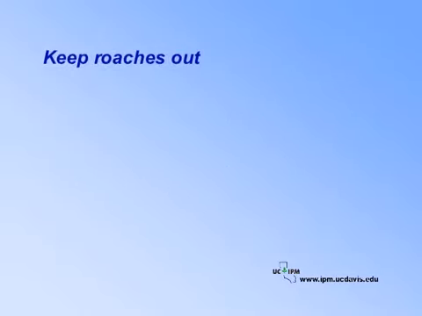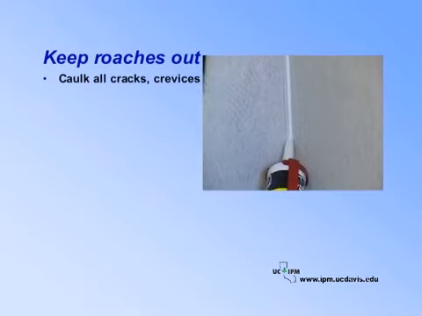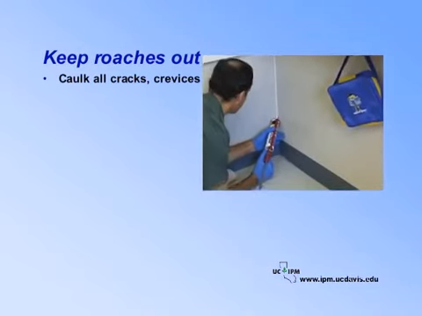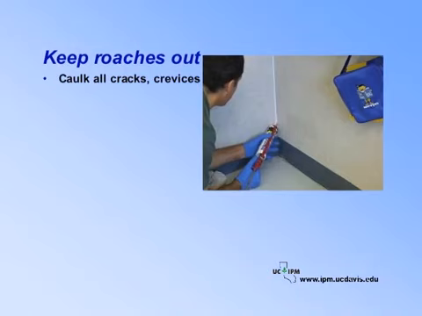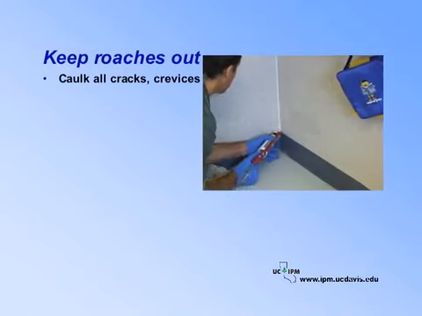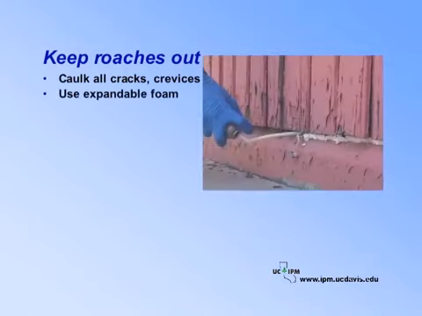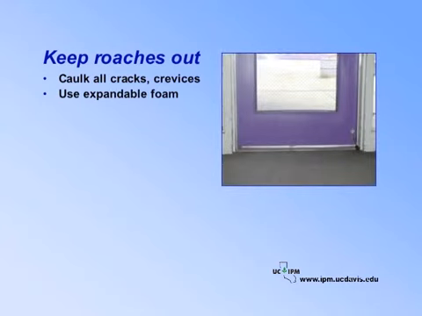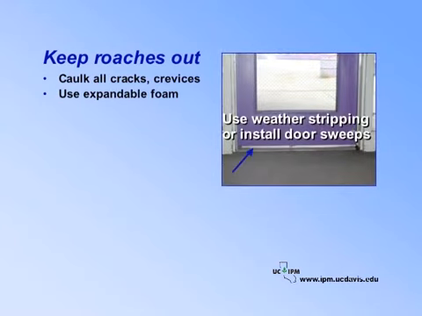Many cockroaches breed outdoors and come in looking for food or water. To stop them from coming in, caulk all cracks and crevices in walls, floors, along foundations, and around pipes and electrical conduits. You can also use expandable foam in large cracks. Use weather stripping on doors and windows. Install door sweeps under doors and caulk around corners.